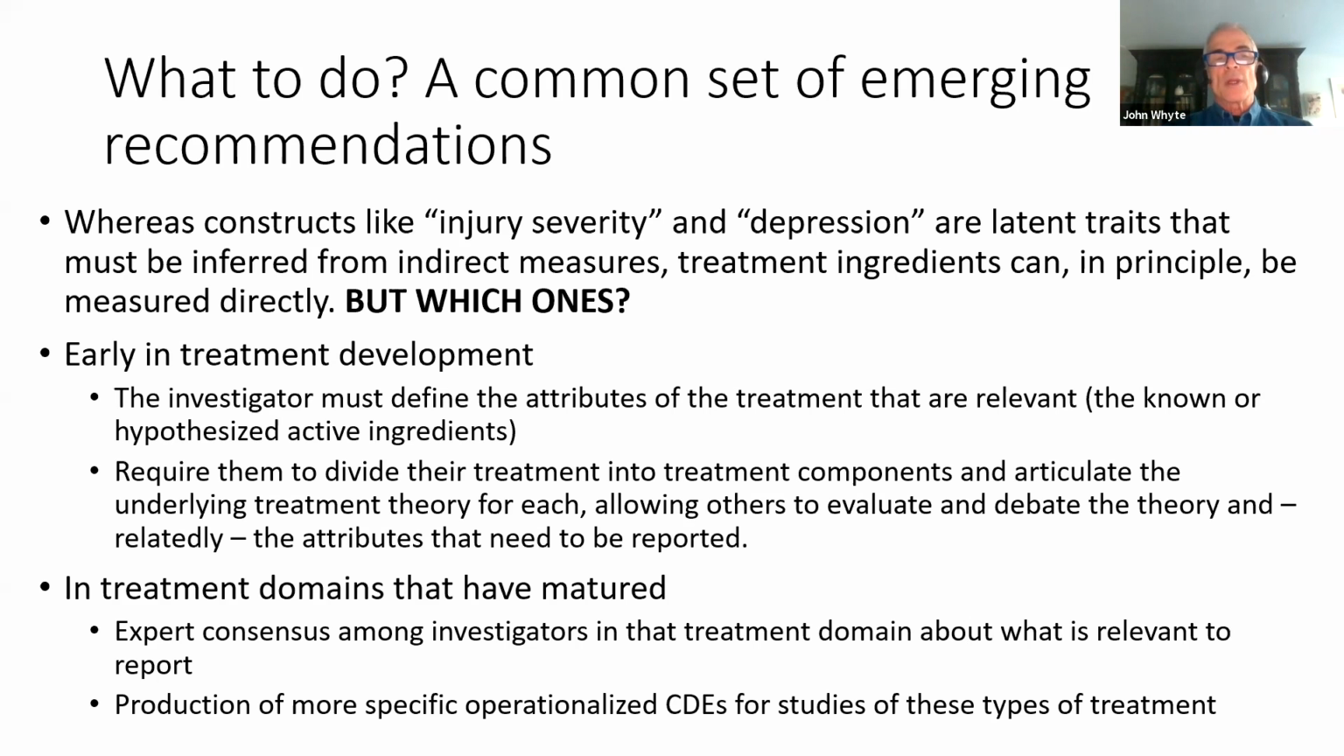So our ultimate recommendation is that early in treatment development, investigators have to define the attributes of treatment that are relevant to report, but those are the known or hypothesized active ingredients. So we need the investigator to be in charge, but we need to give the investigator structure to tell them that they have to divide their treatment into treatment components and clearly articulate the treatment theories. That allows us to debate the treatment theories that they're pursuing and also the measures that they chose of those treatment effects.